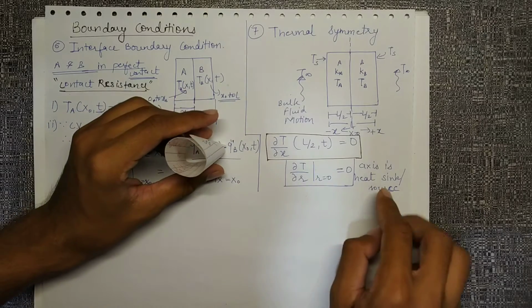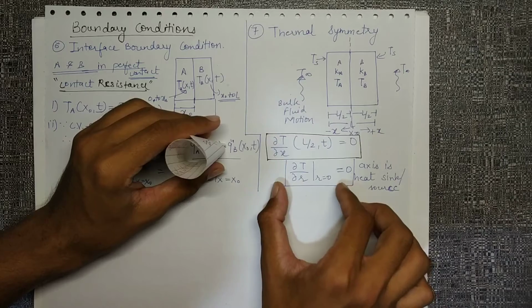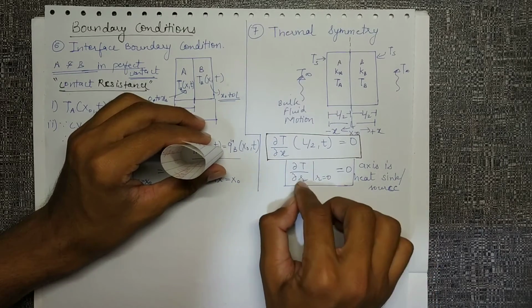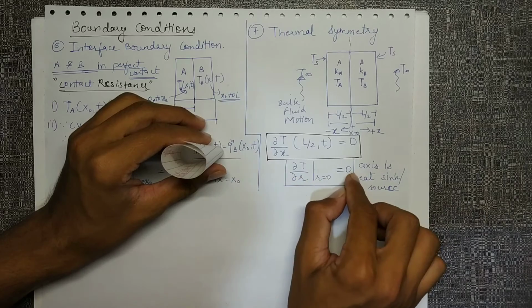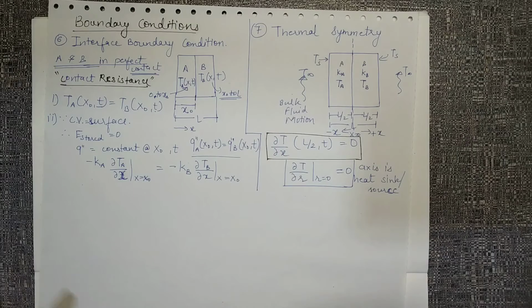If it is a minimum temperature or maximum temperature, in that case also we'll represent it mathematically in this form, maximum and minimum conditions. That means my differential will be 0, and thermal symmetry also means my differentials are 0. Okay, thank you.